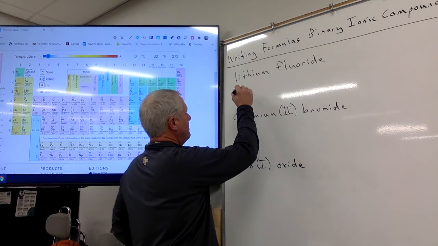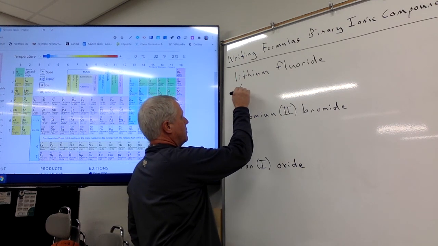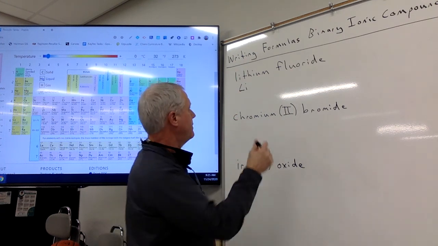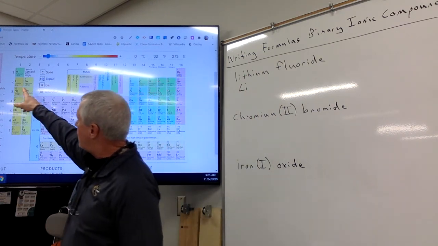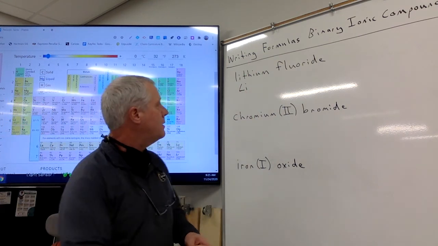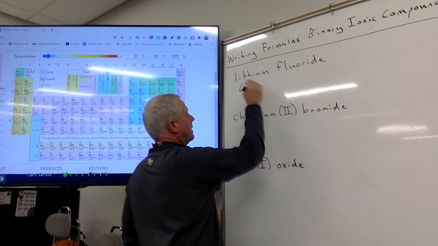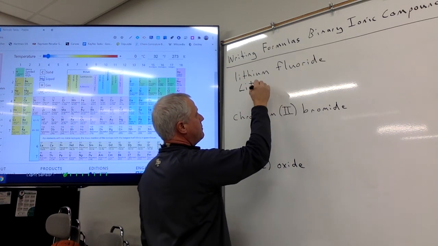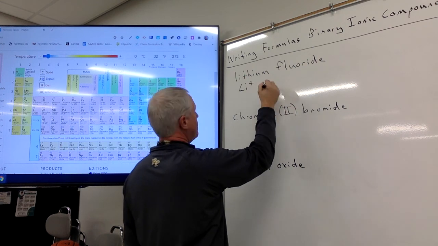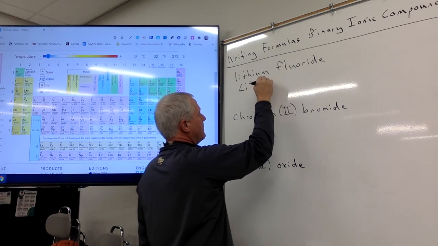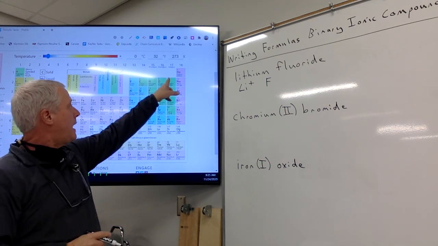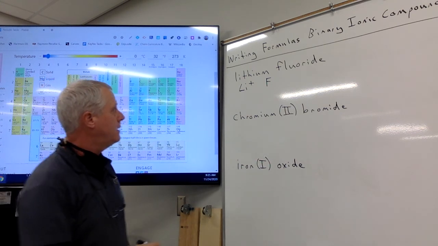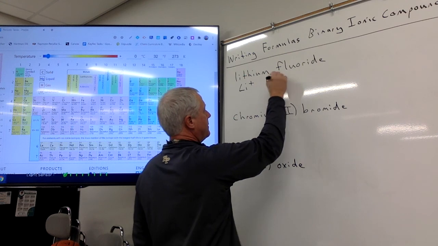So the thing to do is identify the charges, of the cation in this case. So lithium being an alkali metal is going to be +1. And then fluoride would be fluorine, which is just F. And F, fluorine, is a halogen, group 17. So it's just a -1.